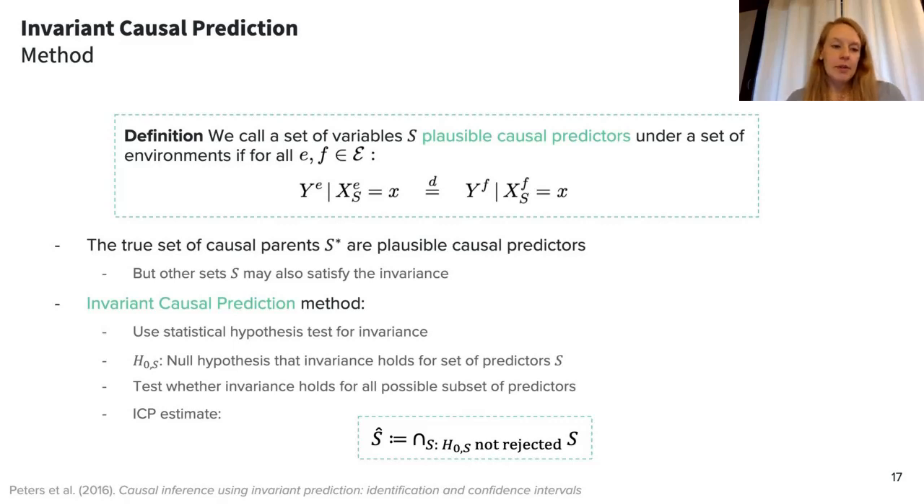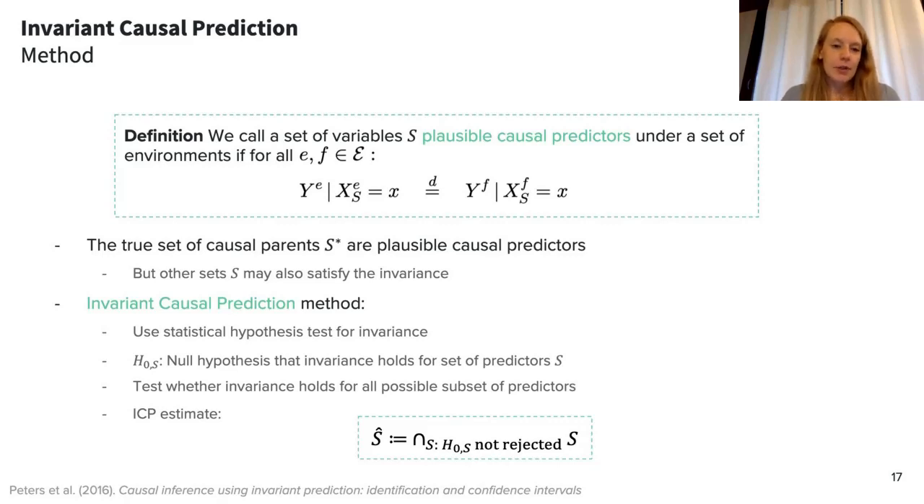Now, how does ICP handle this? So the method needs some statistical hypothesis test for this invariance. And depending on what further assumptions you want to make, there are different options. So for instance, you say, okay, I assume my system is linear. Then you can just test for equality of regression coefficients and noise variances.